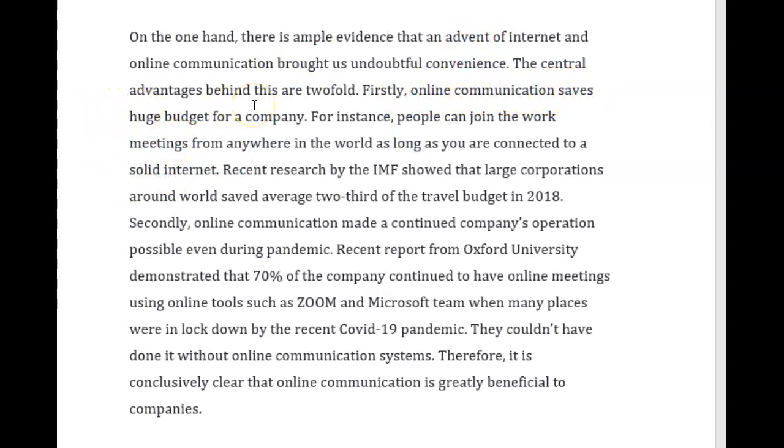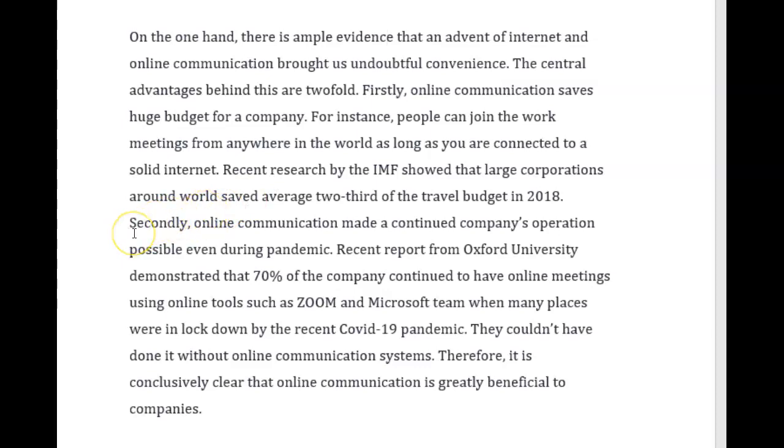"For instance, people can join work meetings from anywhere in the world as long as you are connected to a solid internet. Recent research by the IMF showed that large corporations around the world saved an average of..." This would have been easier if you had just said "saved an average 66% of the travel budget." Otherwise, you have to rephrase this: "saved an average of two-thirds of the travel budget." And I don't like sentences that have too many ofs, or ins, prepositional phrases.